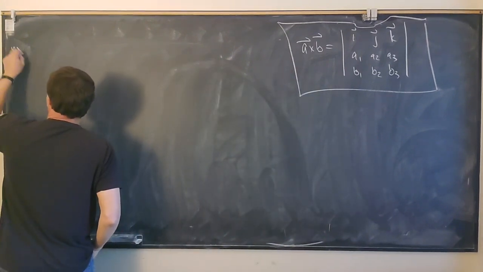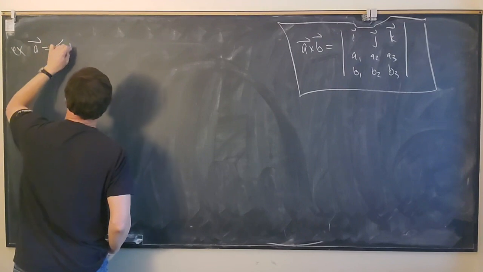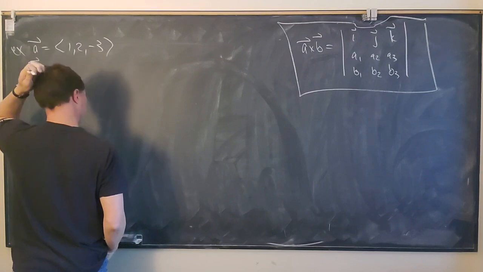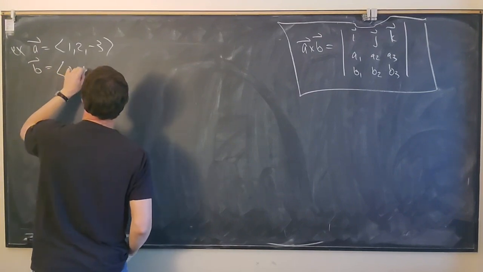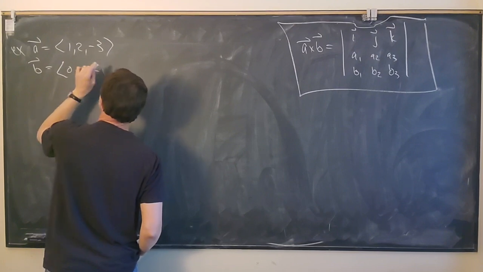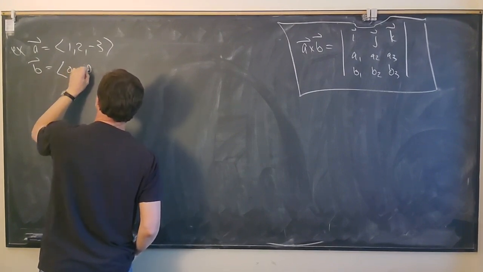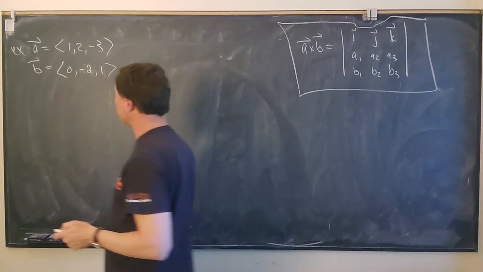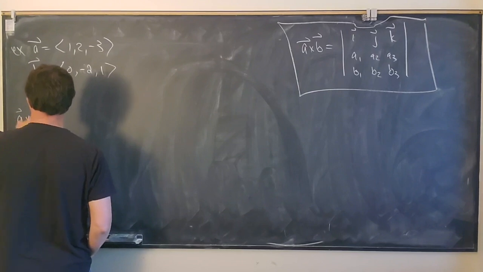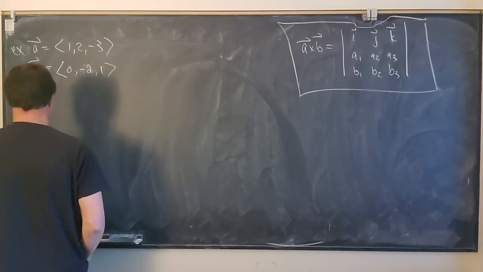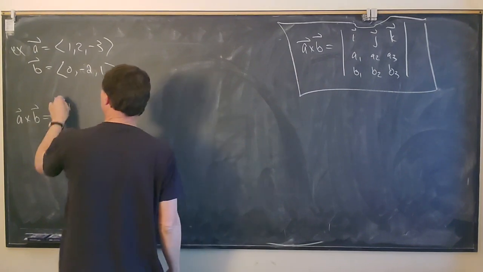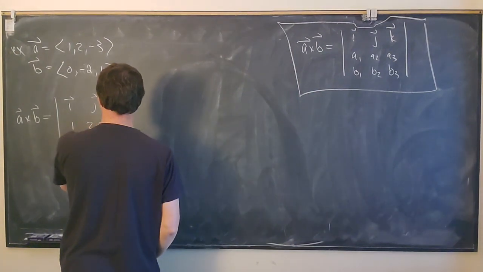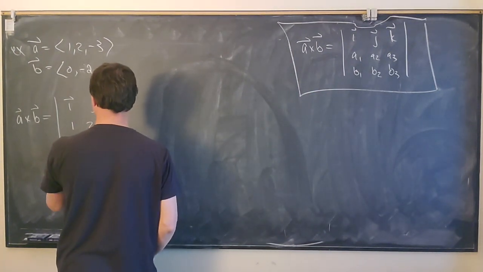Okay, so let's do an example here. So let's say A is the vector 1, 2, minus 3, and B is the vector, how about 0, minus 2, positive 1? And what I'd like to do is compute A cross B. Okay, and I'm going to use this formula up here, so I'm going to put an I, J, and K in the top. Then we'll have 1, 2, minus 3. And then we'll have 0, minus 2, 1.